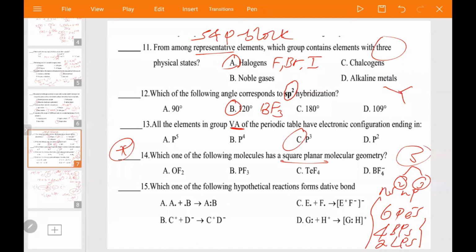The last one: which one of the following hypothetical reactions forms a dative bond? Dative means what? It is coordinate አይደል። Which equation shows the hypothetical D, yes. D ምን ማለት ነው? Dative አንዱ deficiency ኖሮት አንዱ at least lone pair ያለው ነው። The answer is D. For today this one is enough.